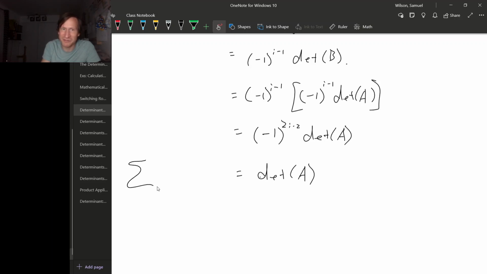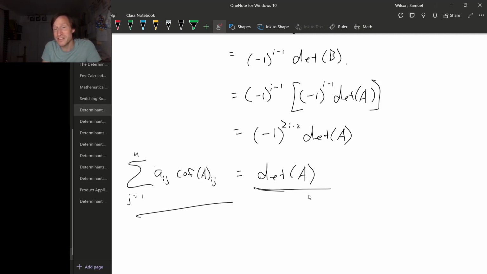But remember what we started with. What we started with was the sum from j equals 1 to n of aij times the cofactor of a in the ij position. So what this is saying is, look, you can get the determinant of a by expanding along any row. It doesn't have to be the first row. This is sort of one of the magical things about the determinant. It seems very surprising that expanding along any row would give you the same result, but in fact it does.